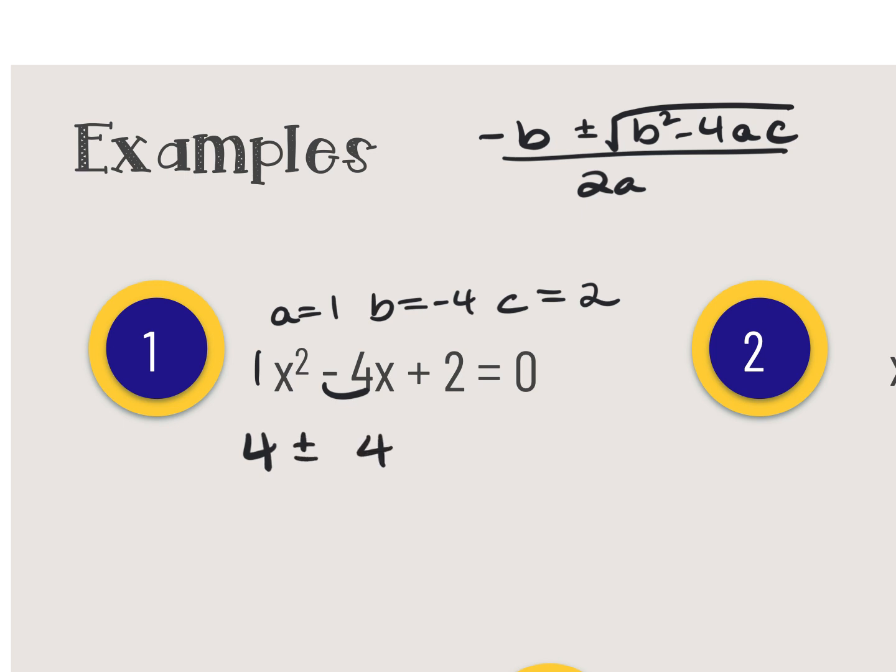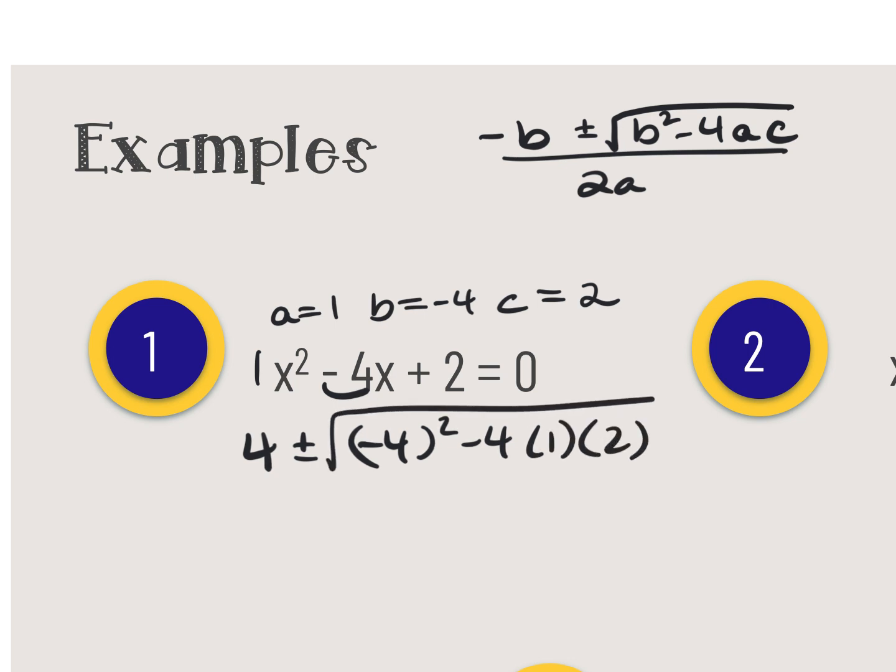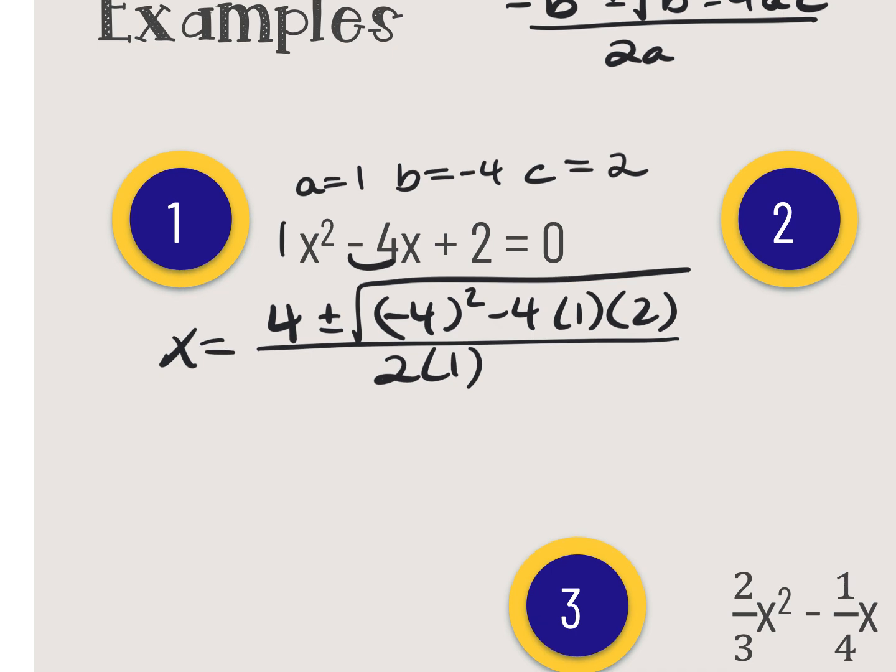And then this is b squared, so it's -4 squared minus 4 times a times c. And that's all under the square root symbol, divided by 2 times a. This is going to give me what x equals. I need to simplify what's under the radical first. So I'm going to go ahead and follow order of operations here. I'm going to evaluate the -4 squared, which gives me +16.